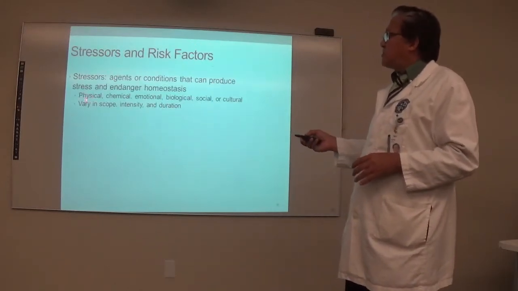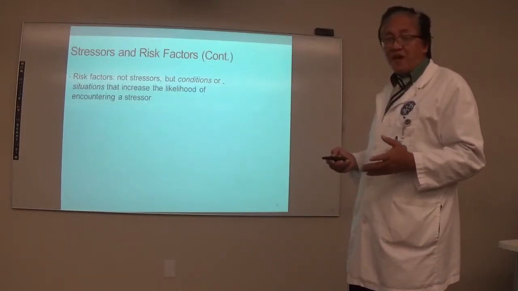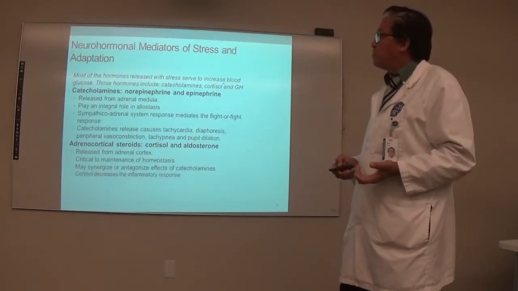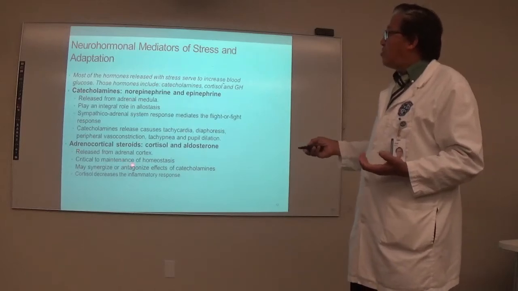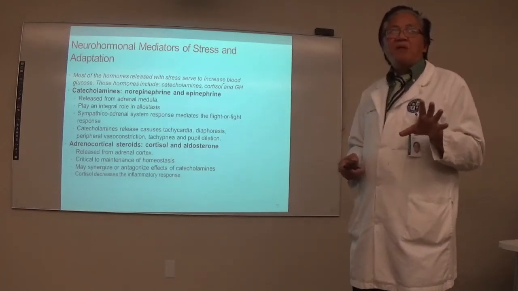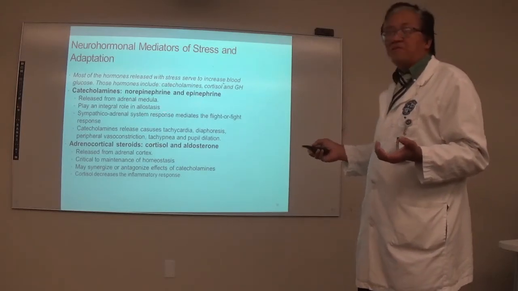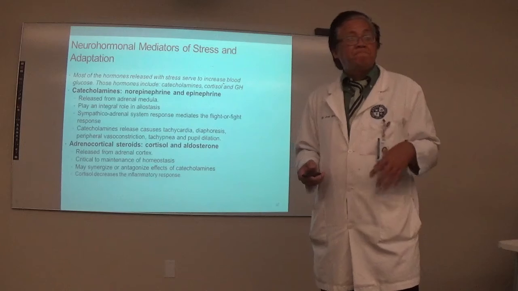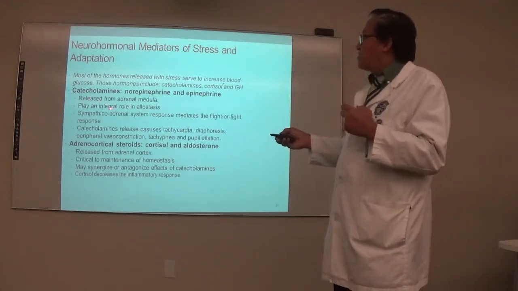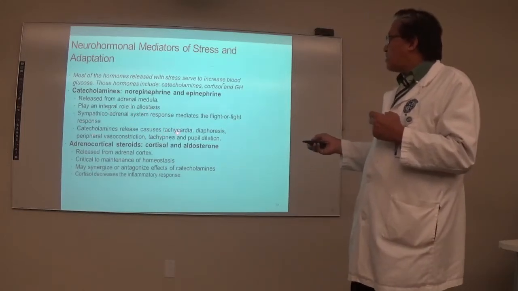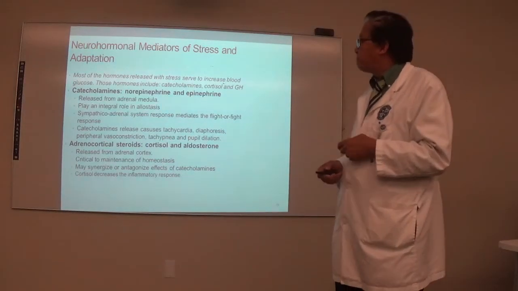So there are a lot of stressors: physical, chemical, emotional, biological stressors. Be aware of that. And of course we talked about the different risk factors. Make sure you're aware of them too, because you can know how to prevent them. Now, in this slide is the involvement of many hormones, as we already mentioned. The adrenal medulla involves the catecholamines, which include norepinephrine and epinephrine. Can anybody tell me another name for epinephrine? Adrenaline. Okay? It plays an integral role in allostasis, causing tachycardia, diaphoresis, peripheral vasoconstriction, tachypnea, and pupillary dilation.